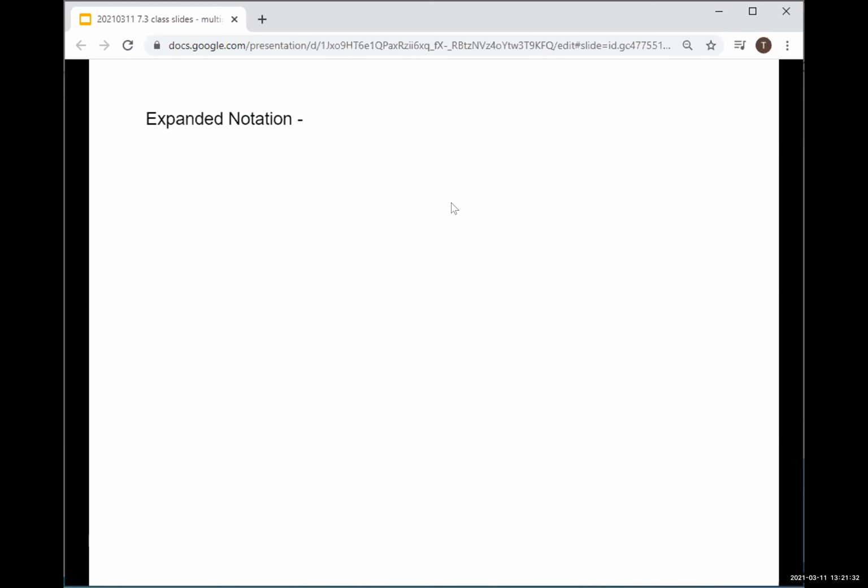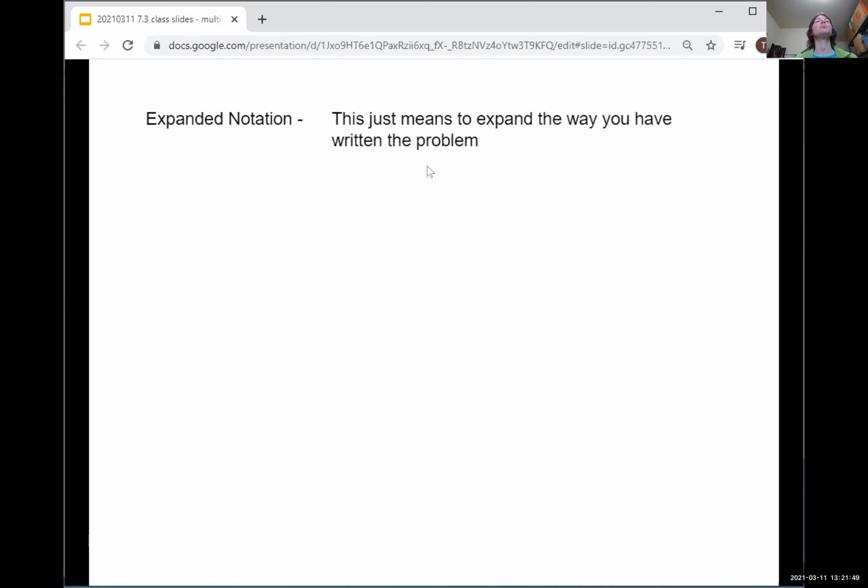Something to be expanded or like spread out, like you take an equation and like separate it into bits, maybe. Yeah, a very good explanation, actually. So all this means is that you expand the way that you've written the problem. It really does mean what it says. Notation just means a way to write things, and expanded means you make it bigger.